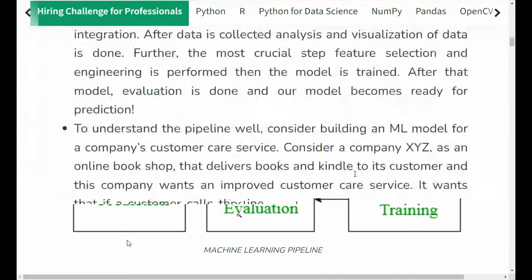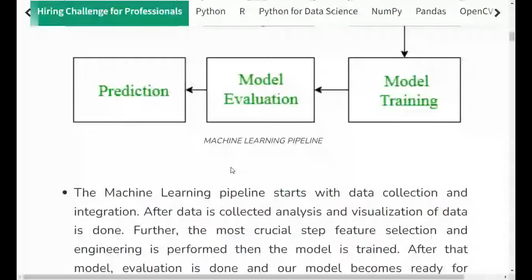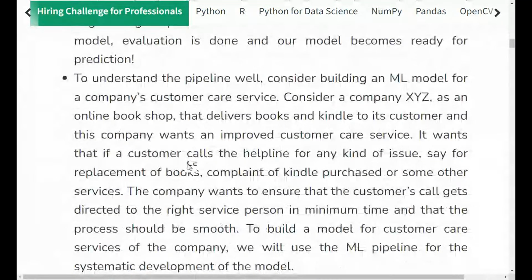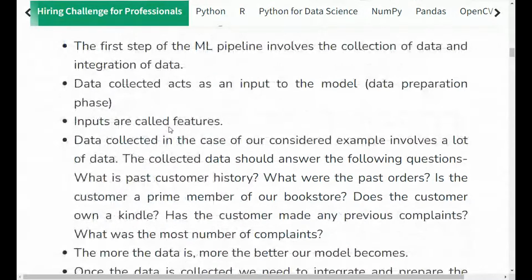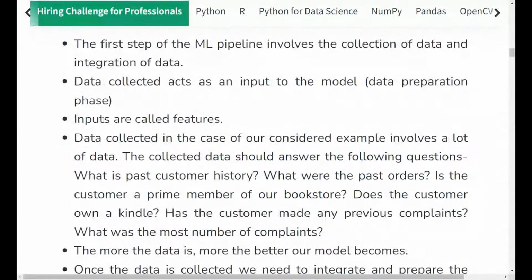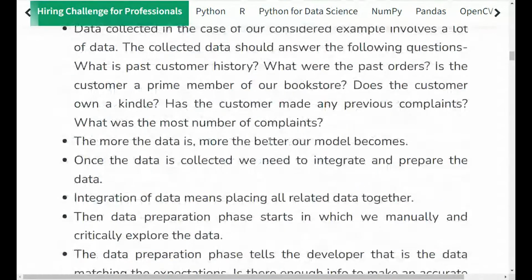So this is about the machine learning pipeline. These processes will happen one by one. The first one is data collection and integration. Data collected acts as an input to the model, and the inputs are called features, as we said. They are your X values. Data collected in this case are considered examples. It involves a lot of data.